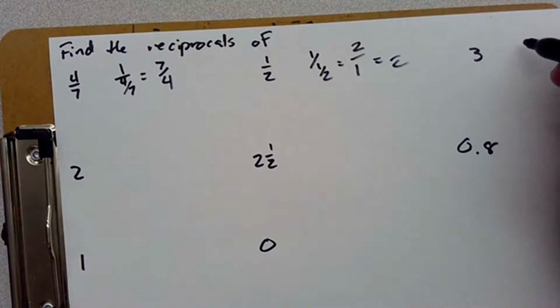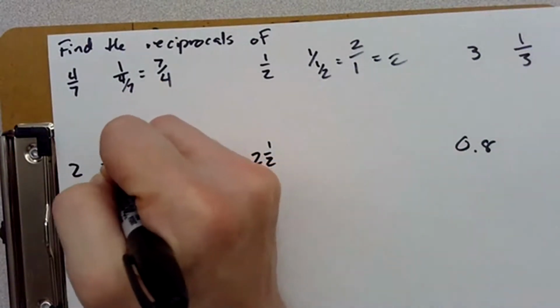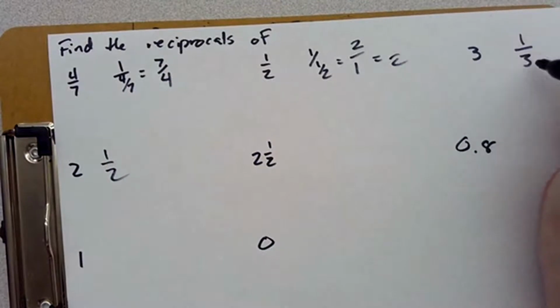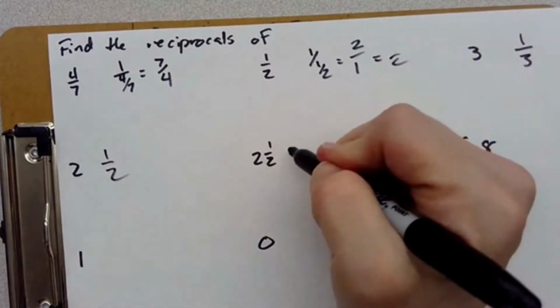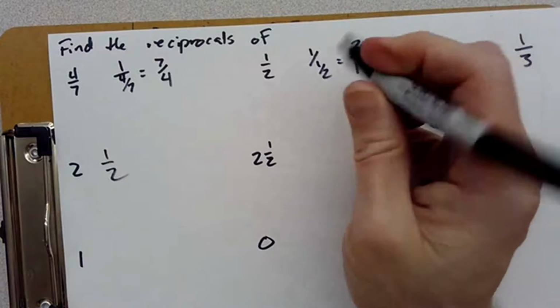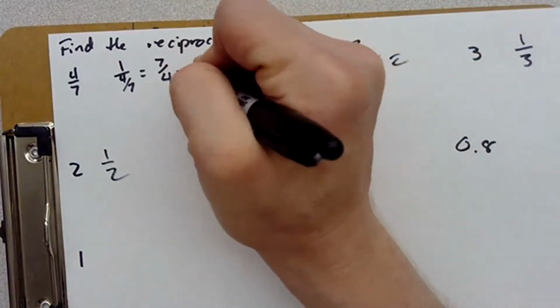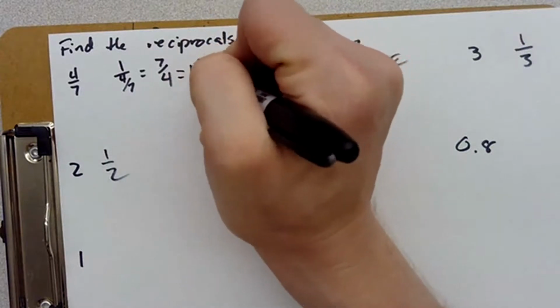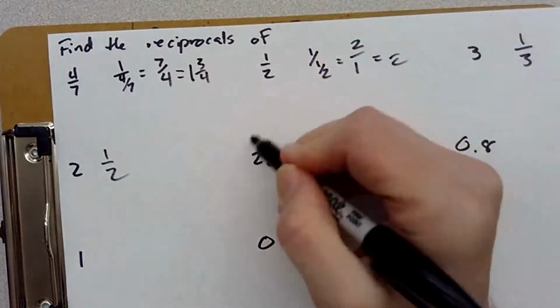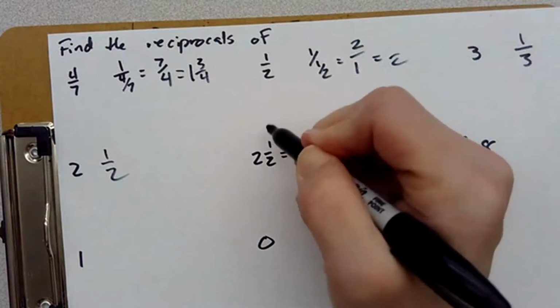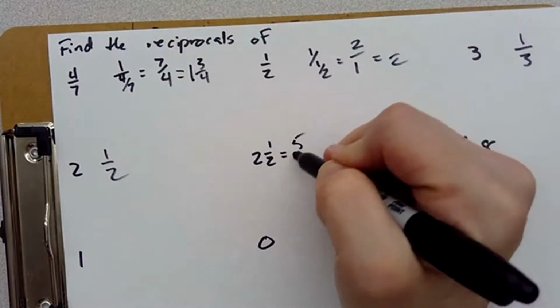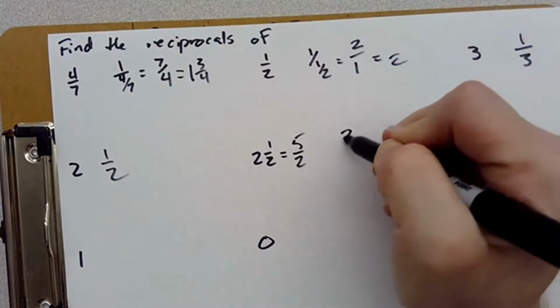Reciprocal of a whole number is just 1 over that number. 1 over 3, 1 over 2. So 1/3, 1/2. 2 1/2 we want to change to a mixed number before we flip it. And also we should change this 7/4 to a mixed number. That's 1 3/4. So we're going to take this and change it to an improper fraction, which will be 5/2. And then we flip it and get 2/5.